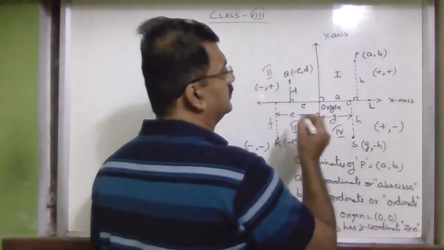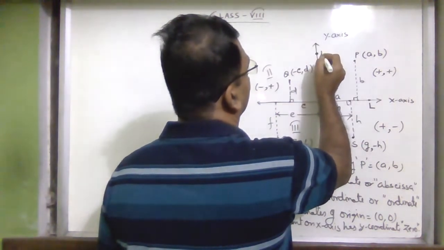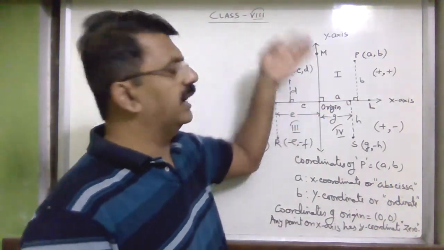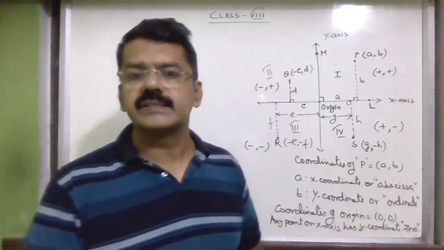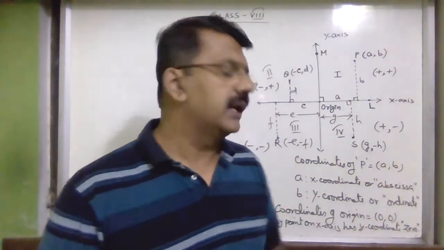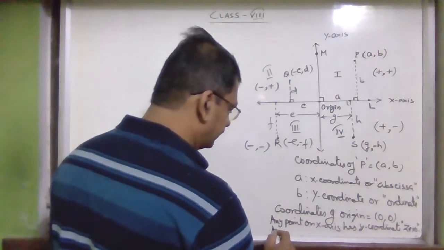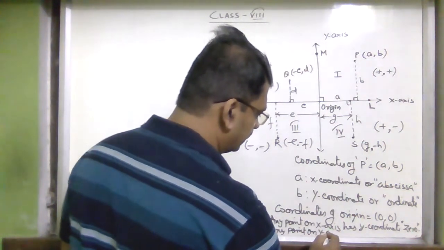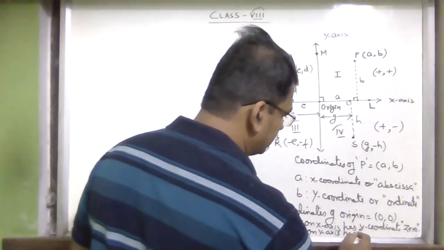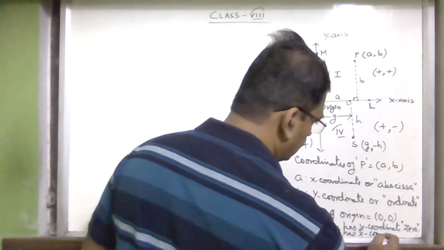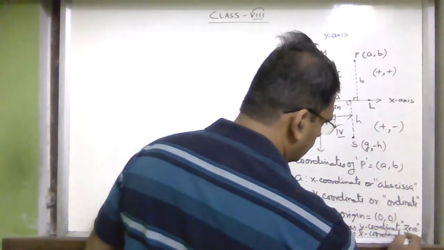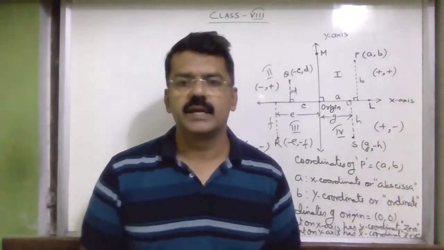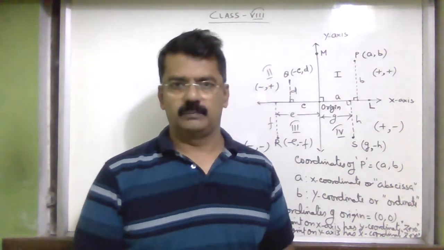And similarly, suppose there is a point M here on the y-axis. Now to reach that point M from the origin, you have to move along y-axis, but you don't have to move any distance along x-axis. So the x-coordinate will be 0. So any point on y-axis has x-coordinate 0. Clear?